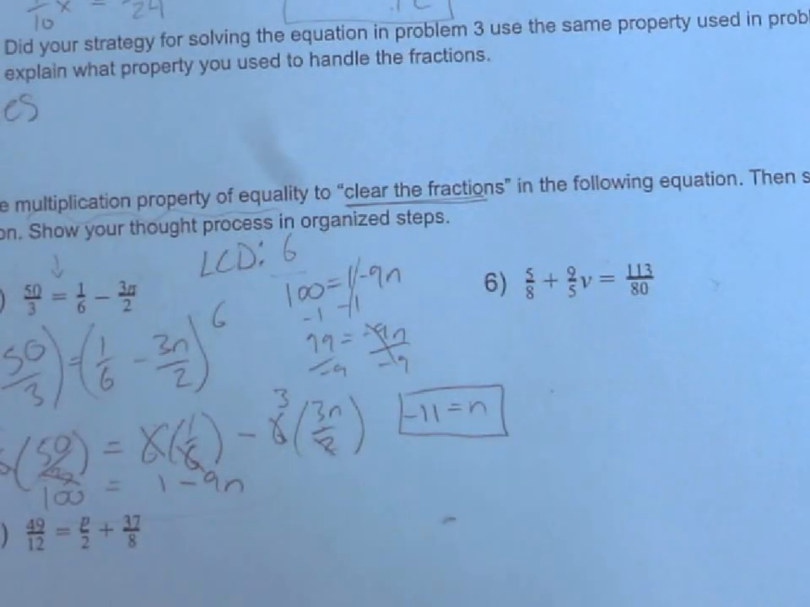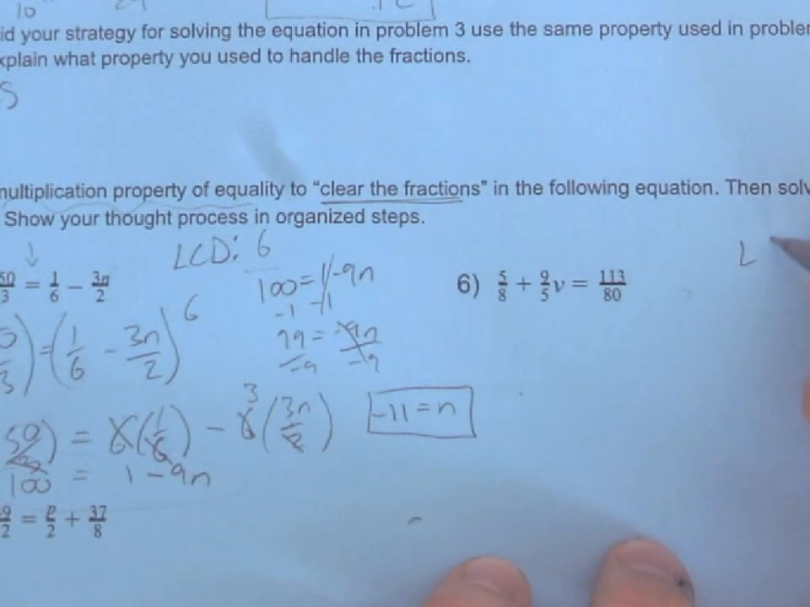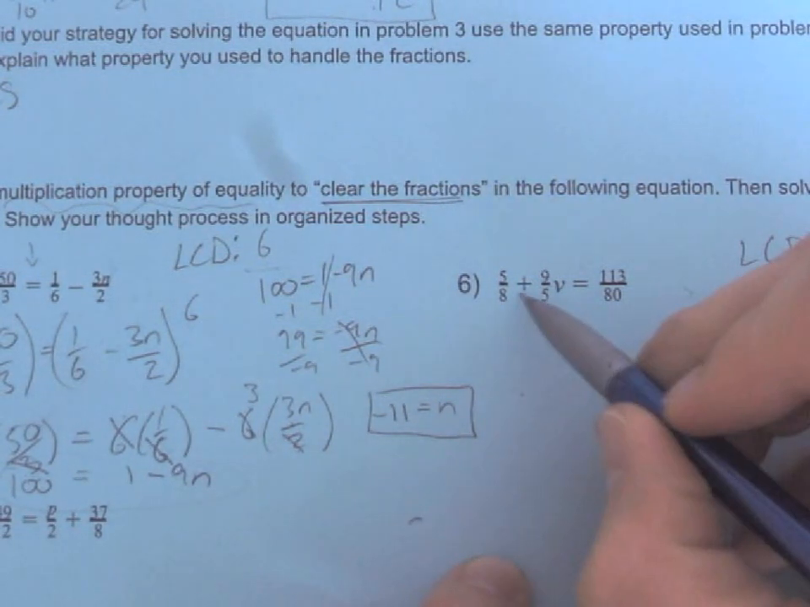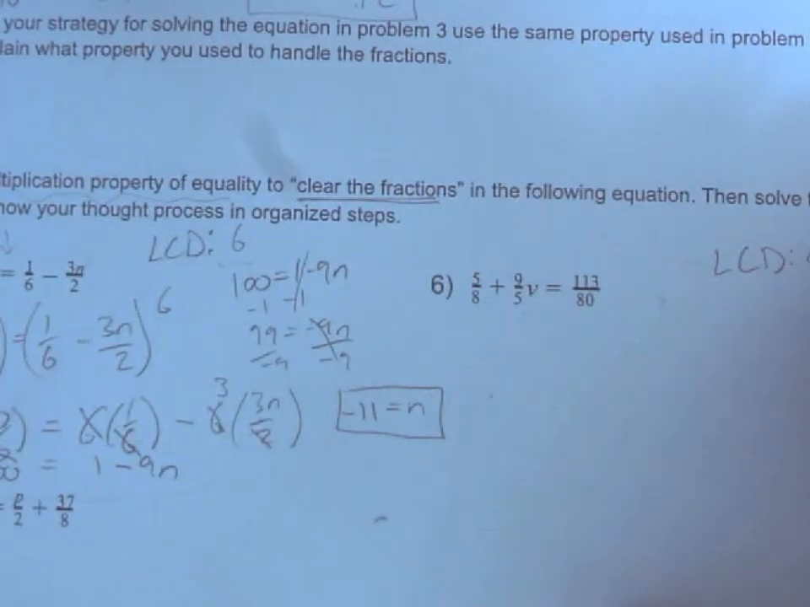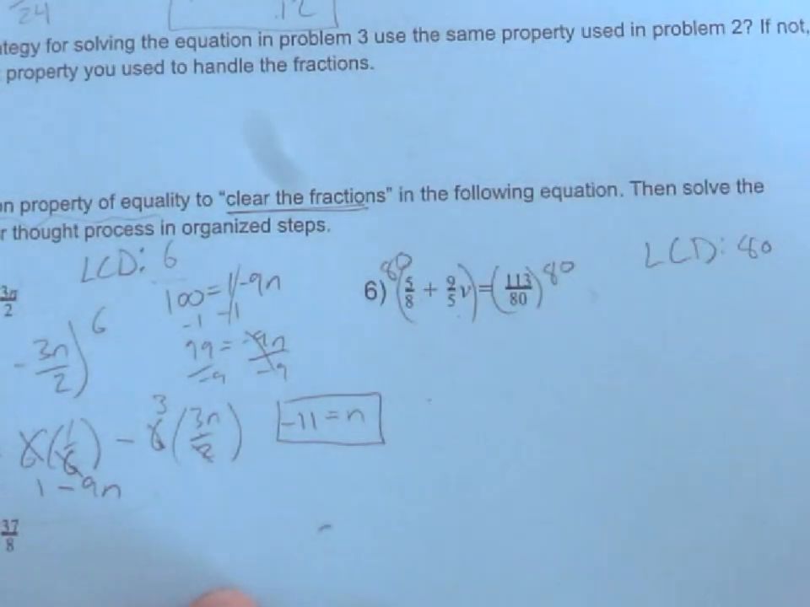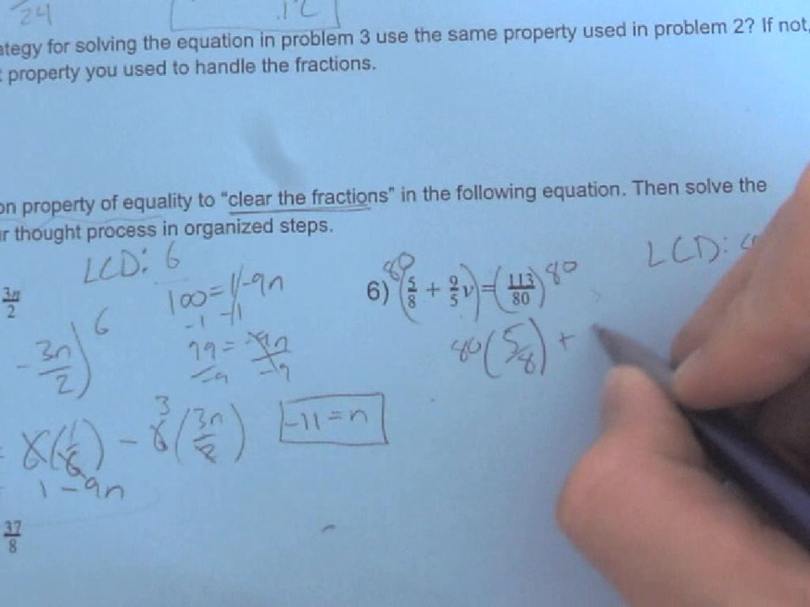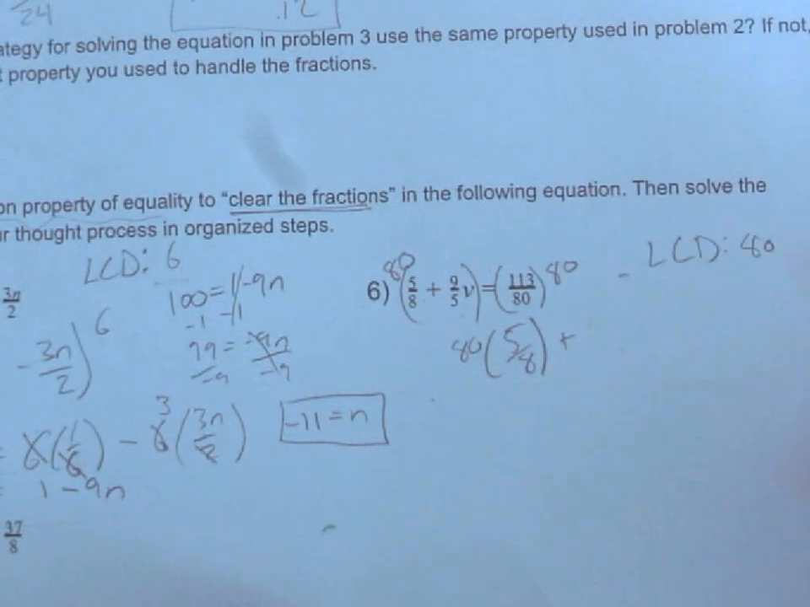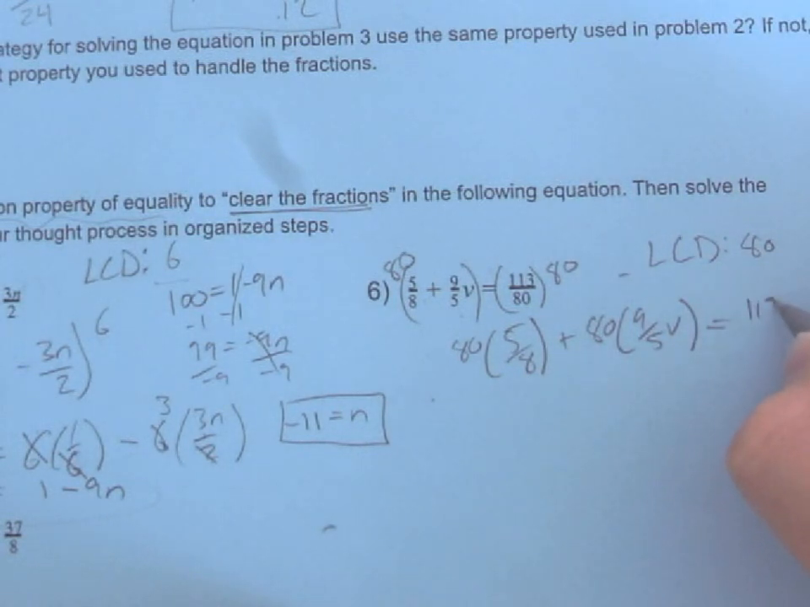So what I want you to think about for number 6 is what would be the common denominator. Okay, the common denominator here would be 80. 8 goes into 80, 5 goes into 80, and 80 goes into 80. So what we're going to do here is multiply everything by 80. Okay? Don't forget to distribute. So I have 80 times 5/8. I have 80 times 9/5 v. And I have 113 over 80 times 80.